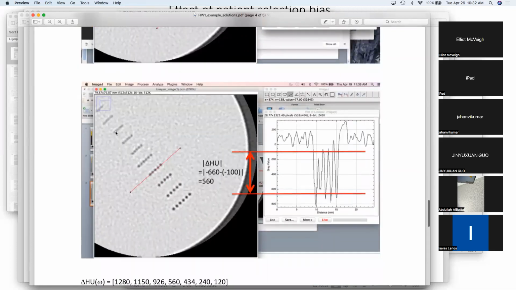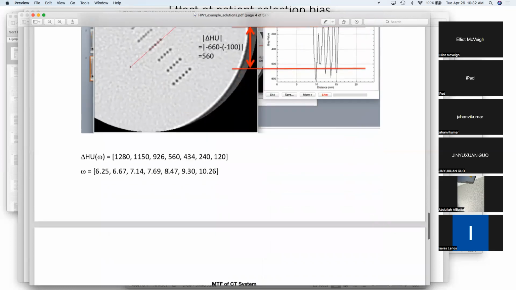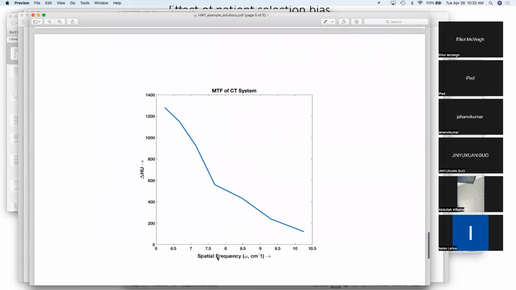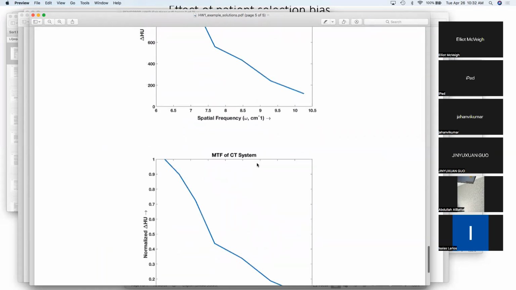And so the contrast, the amplitude between the dark and the bright, just reduces down as the frequency goes up. And here are the frequencies. I guess these are in line pairs per centimeter. Yeah, line pairs per centimeter. And so you can just plot that amplitude as you're going down here. So this is like 1 cycle per millimeter right here. Right? And that's a rough estimate of the MTF of the system.